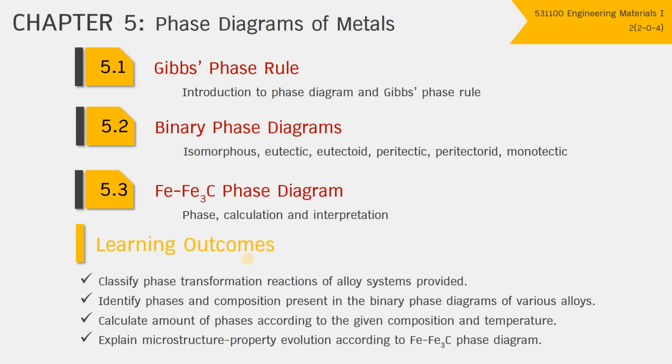For the learning outcomes of this chapter, first, students will be able to classify phase transformation reactions of the alloy systems provided. Second, to identify phases and composition present in the boundary phase diagrams of various alloys. And third, you'll be able to calculate the amount of phases according to the given composition and temperature. And finally, to explain microstructure property evolution according to the iron-iron carbide phase diagram.